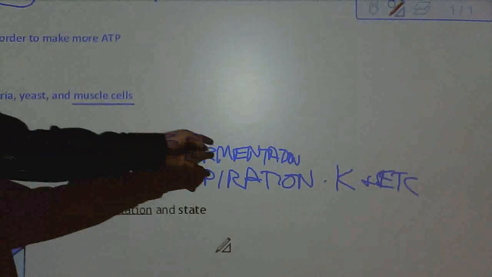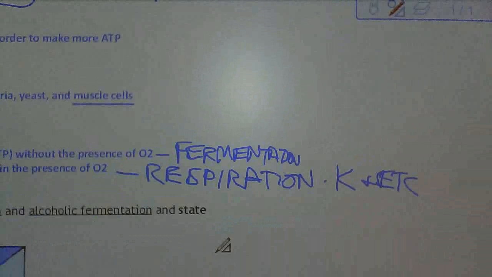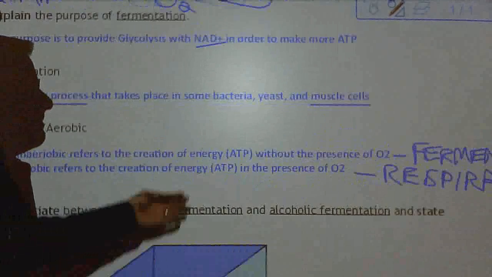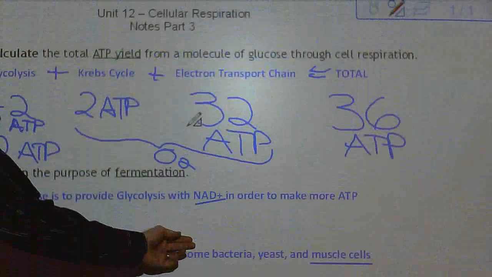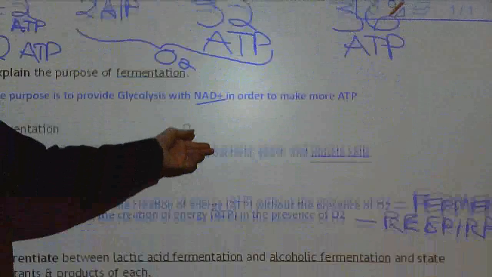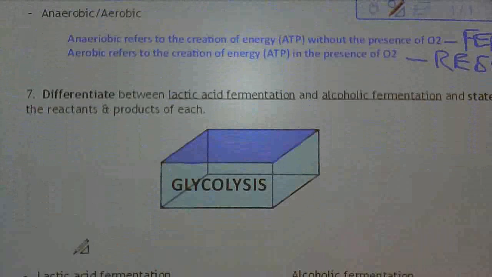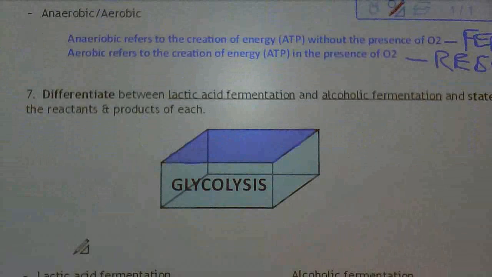So without oxygen, organisms rely on fermentation. With oxygen, after glycolysis, the preferred method is Krebs cycle and ETC. Again, going back to these numbers, 36 ATP for 1 glucose is quite a big deal. So number 7, we're going to take a look at specifically lactic acid fermentation and alcoholic fermentation, and also talk about just some general fermentation stuff here too.